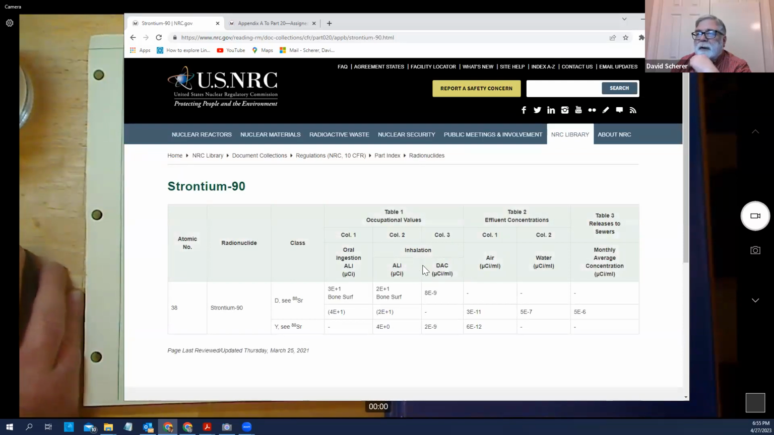When we're doing air monitoring or air exposure, the most straightforward way to do the problem is using DACs. That's essentially the standard. There is a way to convert DACs to ALIs based on breathing rate, but we're going to work with the DACs today. And this is Y class. So this doesn't have a tissue indicated. This is for the effective dose equivalent, committed effective dose equivalent, whole body dose, and it's 2 times 10 to the minus 9.